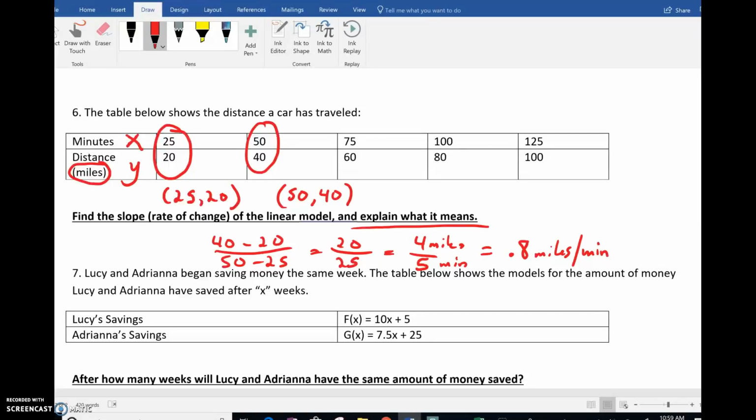0.8 miles per minute. So that's almost a mile a minute, which if you're going 60 miles an hour, that's about a mile a minute. So this car is probably going around 55, 50, right? So that's 0.8 miles a minute. At first I was like, that's really slow, but no, that's not 0.8 miles per hour. That's 0.8 miles per minute. And I found that by using slope.